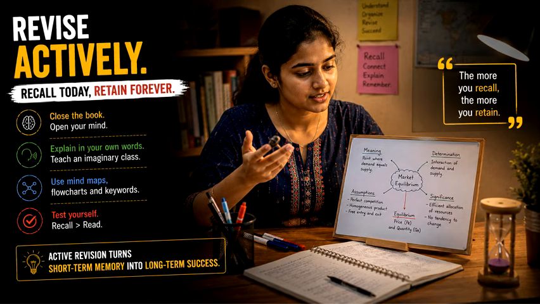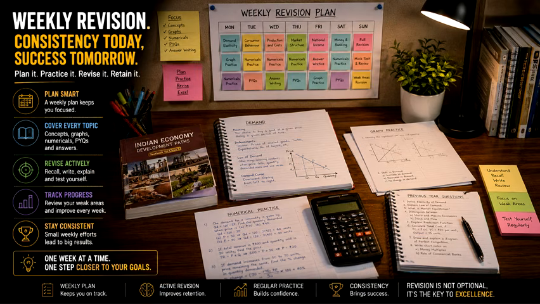Try active revision. Close your textbook, take a blank sheet of paper, and try to explain the concept in your own words. Can you define it? Can you explain why it happens? Can you draw the graph? Can you remember the important formula? Can you solve a question without looking at the answer? If you can explain something without looking at the textbook, that is a good sign that you actually understand it. So remember, don't just read, recall. The more you actively recall, the stronger your learning becomes.